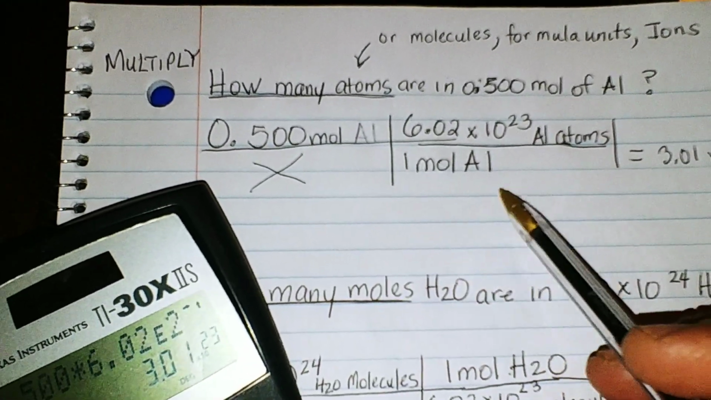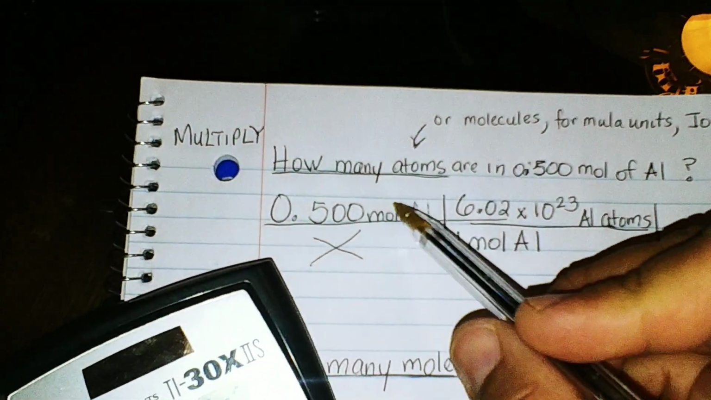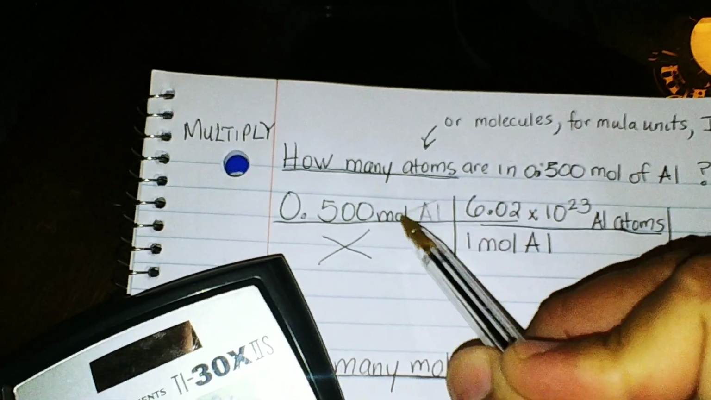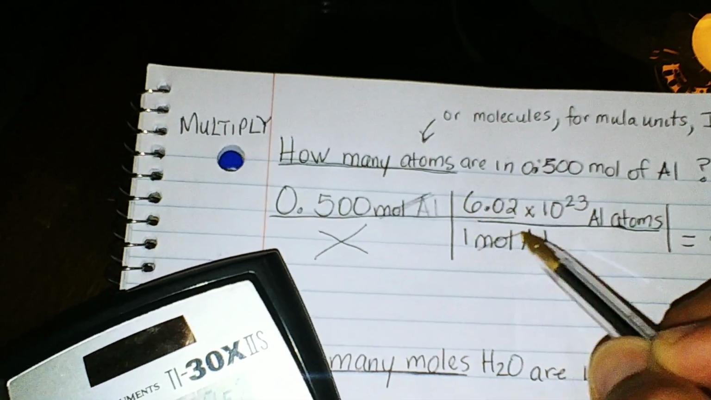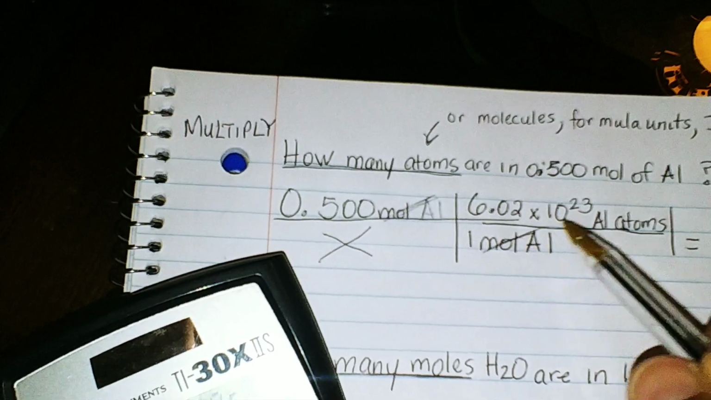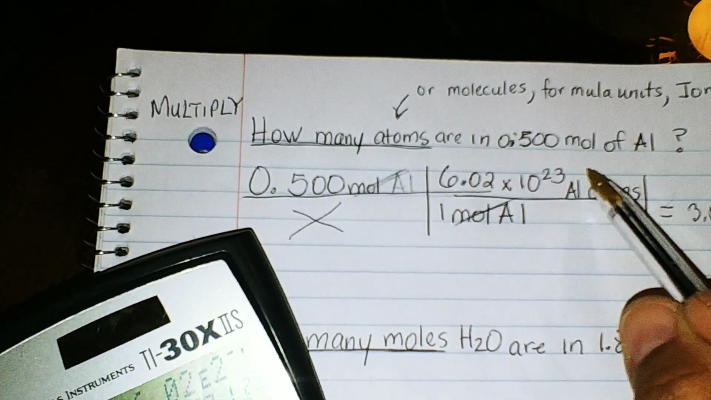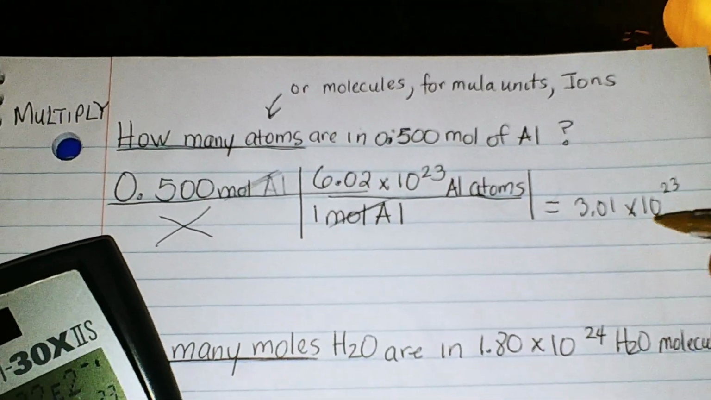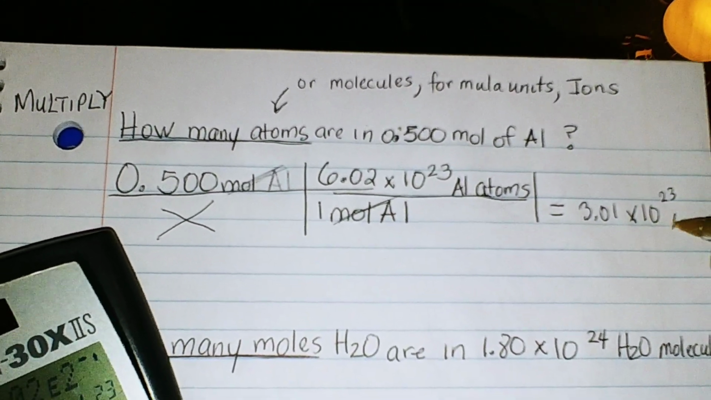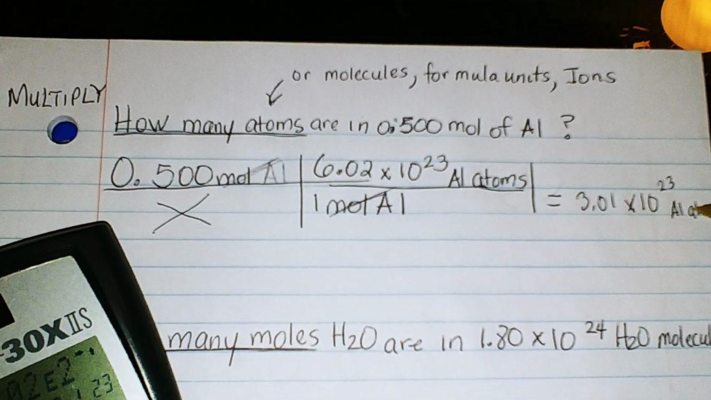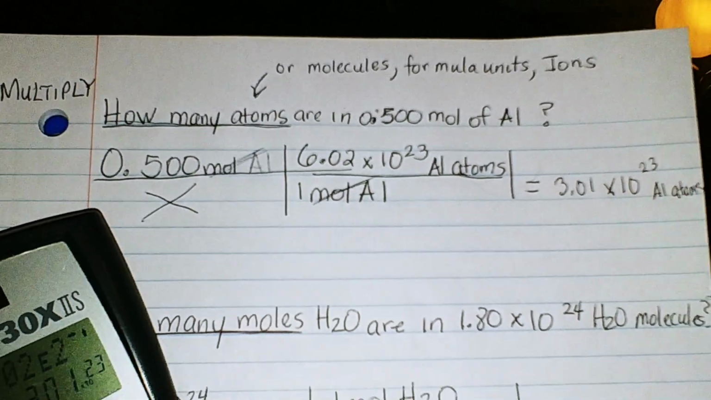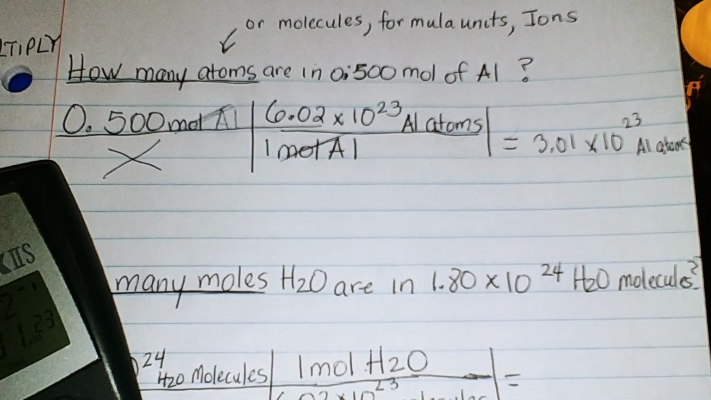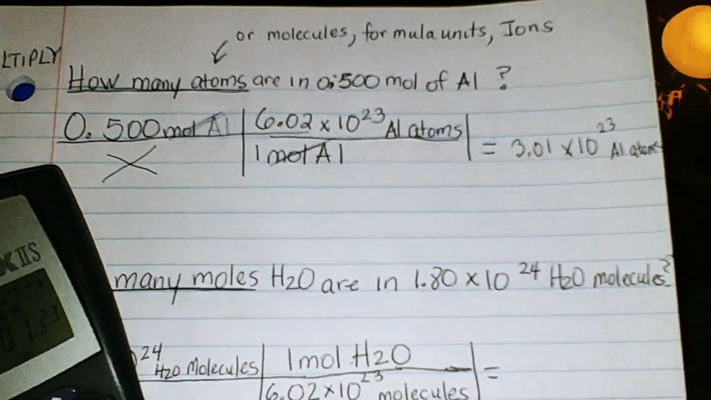In dimensional analysis, the reason we do that is because it allows us to cancel like units. So this is the same, and this is the same. They cancel out. What you're left with is aluminum atoms, or atoms of aluminum, and that's exactly what you're going to put: aluminum atoms.